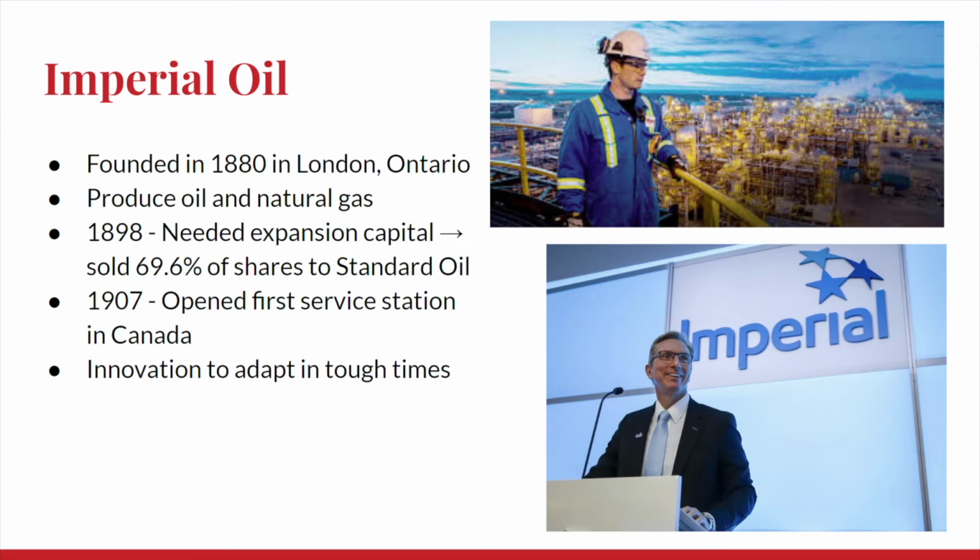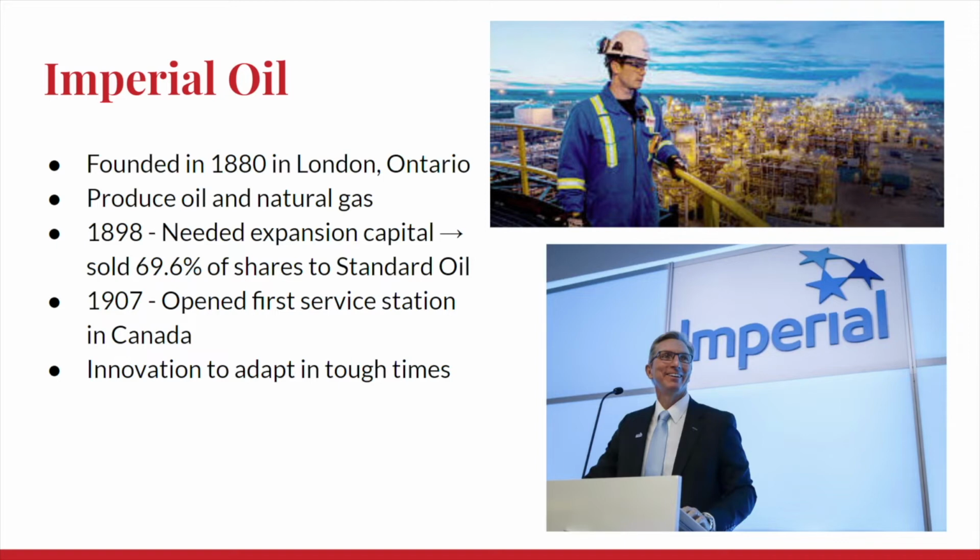The first company that I will be talking about is Imperial Oil. Imperial Oil was founded in 1880 in London, Ontario. Imperial not only sells gasoline, but does business across all the different stages in the creation of oil and gas. In doing so, they are able to produce their own oil and natural gas.